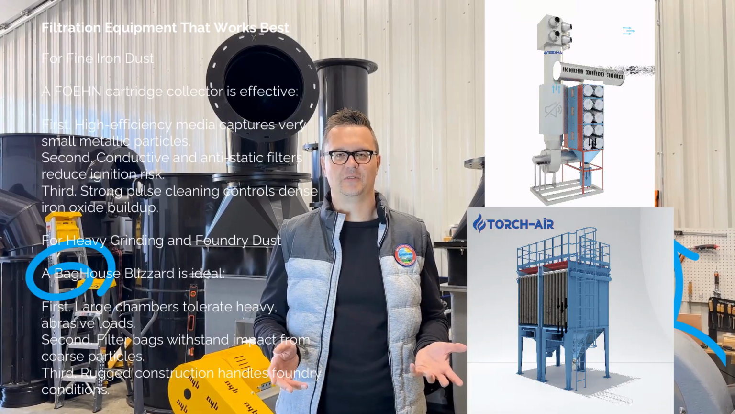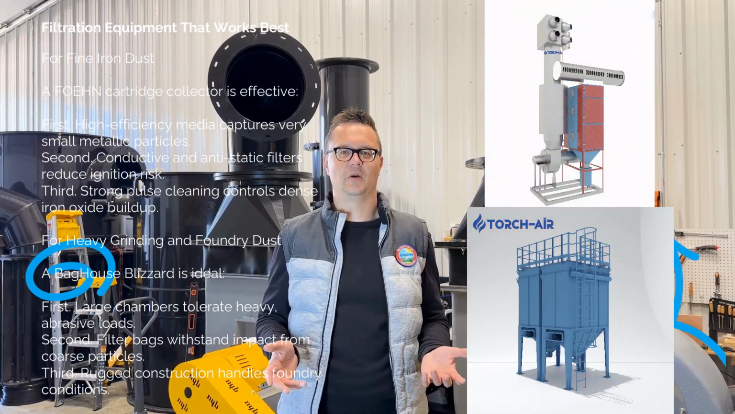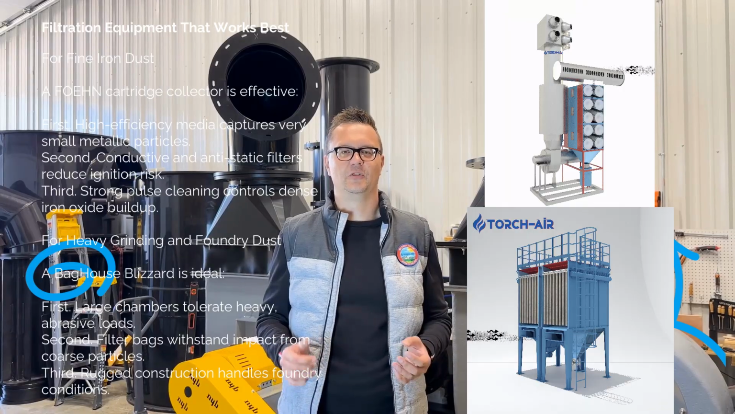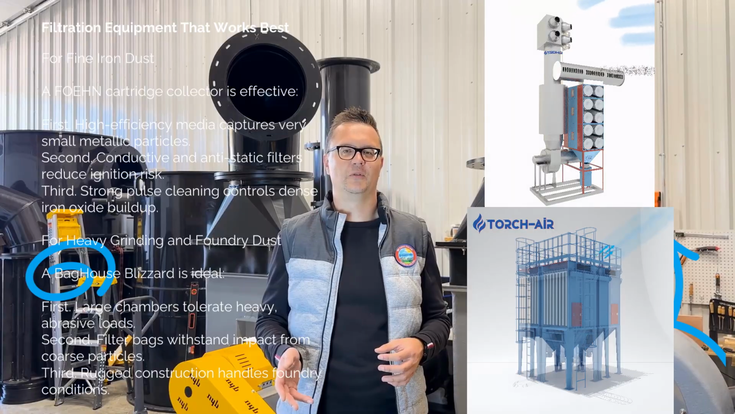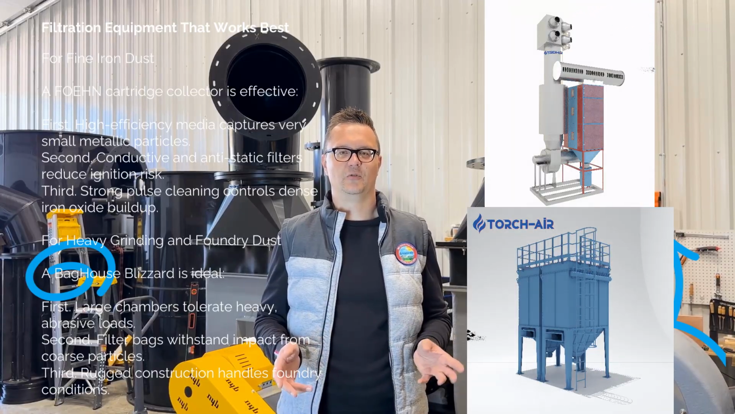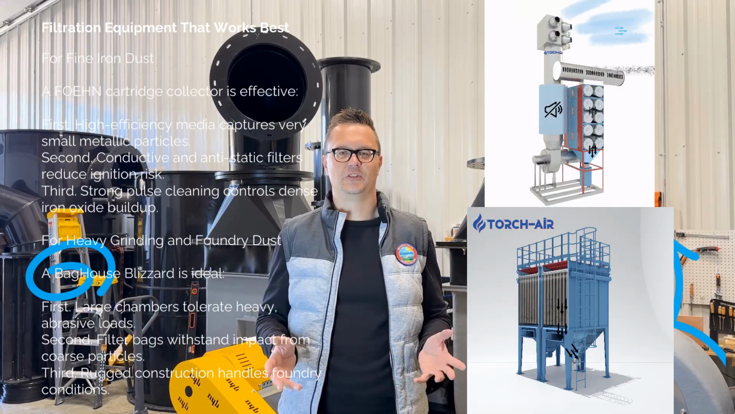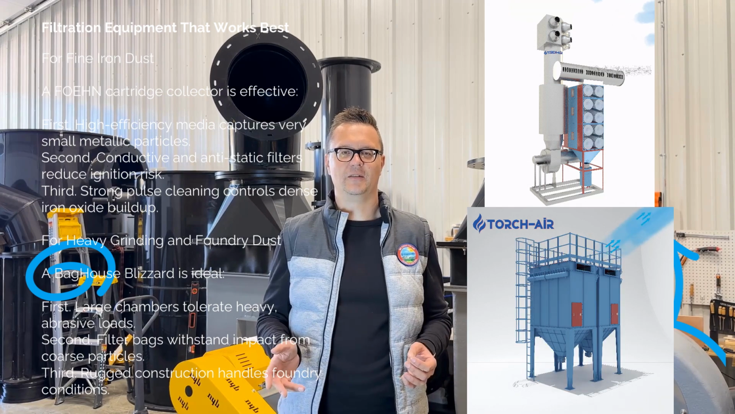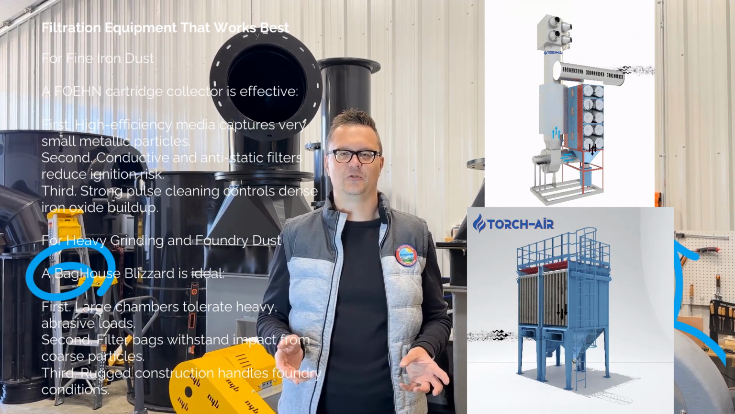For heavy grinding and foundry dust, a baghouse is ideal. First, large chambers tolerate heavy abrasive loads. Second, filter bags withstand impact from coarse particles. Third, rugged construction handles foundry conditions. Abrasion control: iron dust requires, first, abrasion-resistant duct elbows. Second, ceramic liners for high-impact zones. Third, inlet baffles to shield filters.